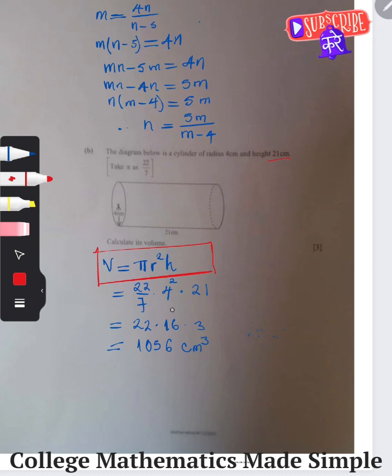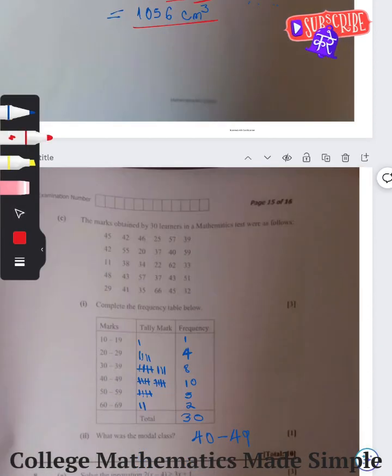Okay, then 4 squared is 16, but 7 into 21 is 3. So I just write 22 multiplied by 16 multiplied by 3, which is that many cubic centimeters. Observe the units. The next question is on statistics.